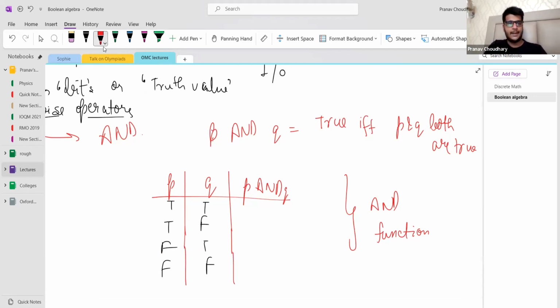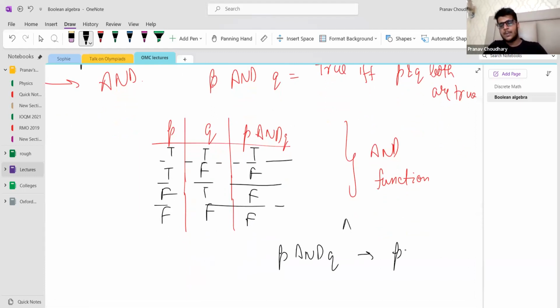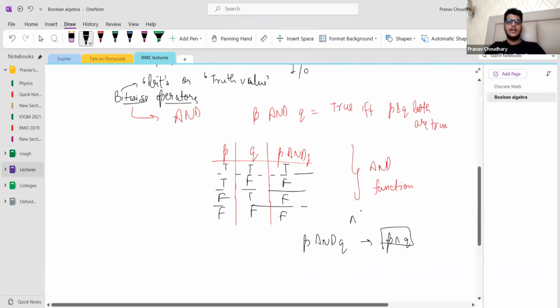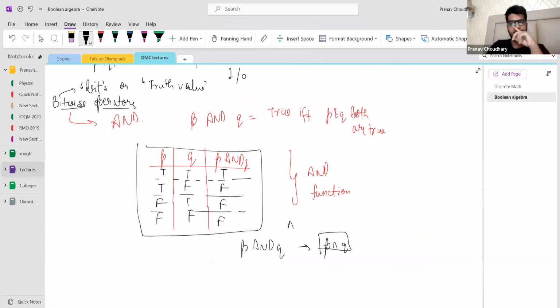So how is the AND function defined? It is true if and only if P and Q are both true. So in this case it is true, but in the other cases it is false. This is how we define the AND function. And we denote the AND function by this symbol, it's just notation. So P and Q, we denote it this way. Okay, so what is the AND function and what is the truth table, and how do you get the truth table of the AND function? Are these things clear? If you have any doubt, feel free to ask.